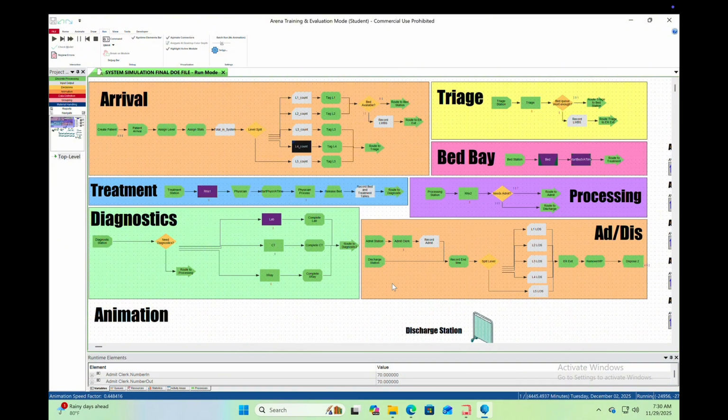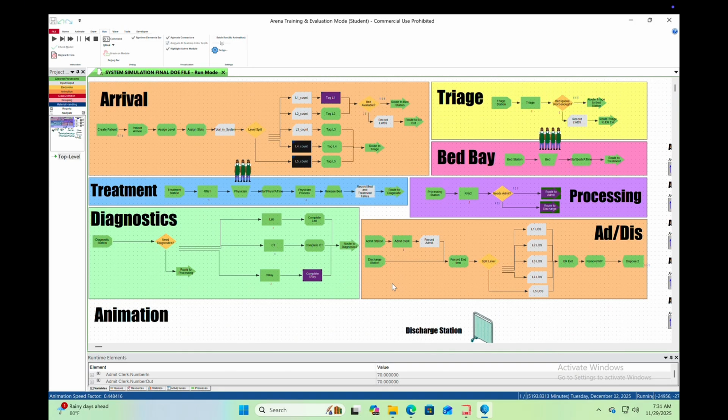First, we start with the arrival station, where we have an arrival every 9 minutes, and then each arrival is divided into the 5 different levels that we have, and each level gets their own attributes. Level 1 and 2 skip triage and go straight to the bed bay. Levels 3, 4, and 5 go first to triage, and they all meet in the bed bay.